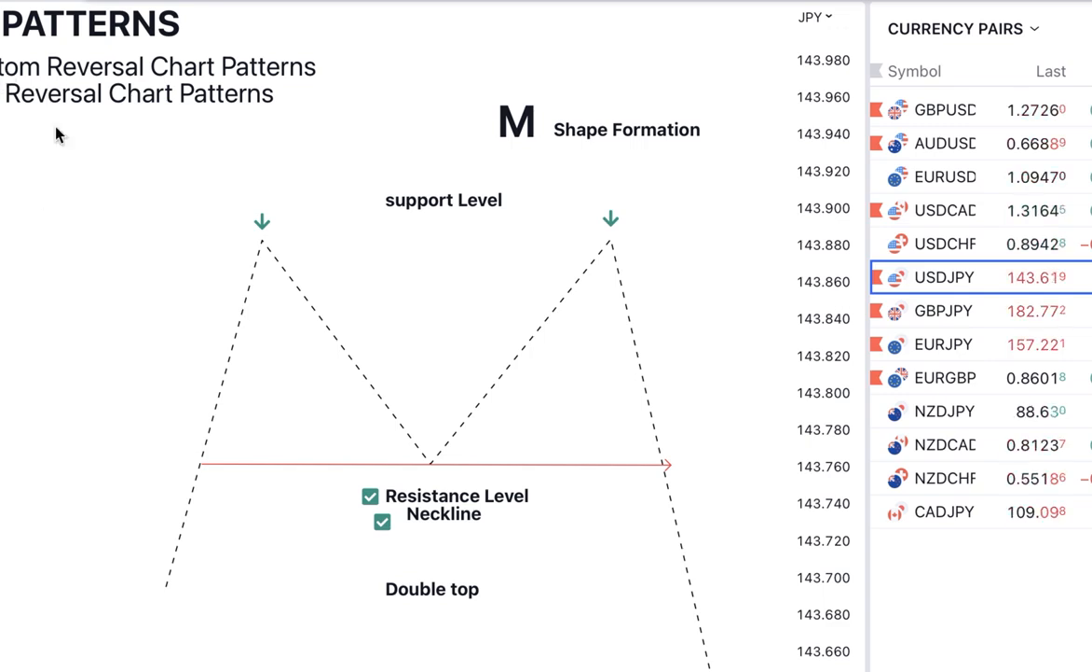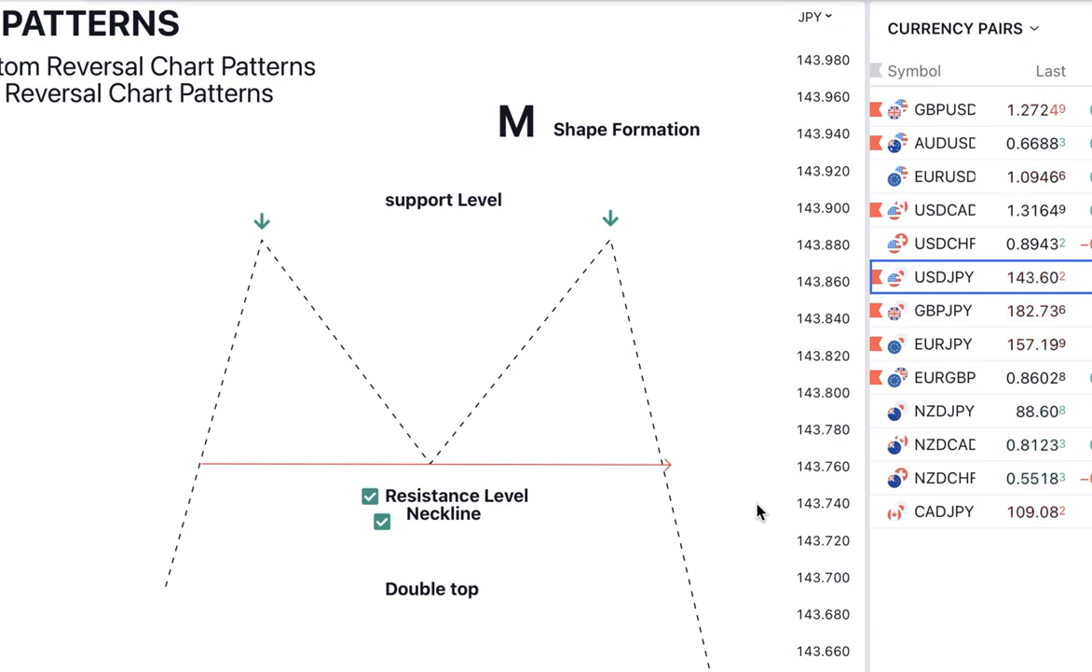So the double top reversal chart pattern is just the opposite of the double bottom reversal chart pattern. If you are looking at a W-shaped formation on the double bottom, then we will look at the M-shaped formation on the double top reversal chart pattern. A double top is a bearish reversal chart pattern found in an uptrend, and once the neckline is broken, that confirms a downtrend.